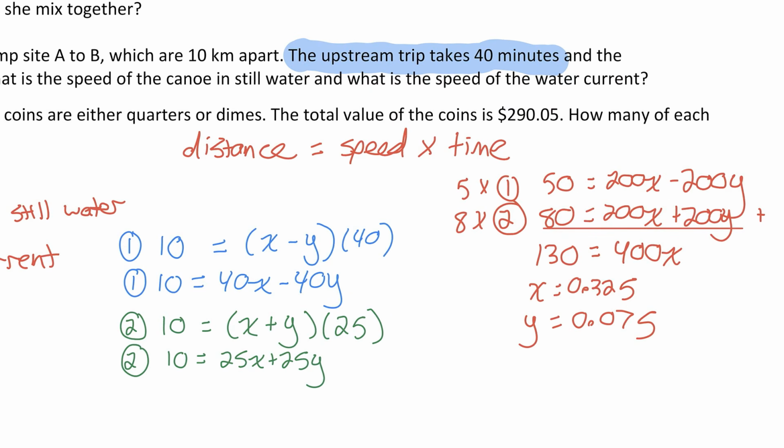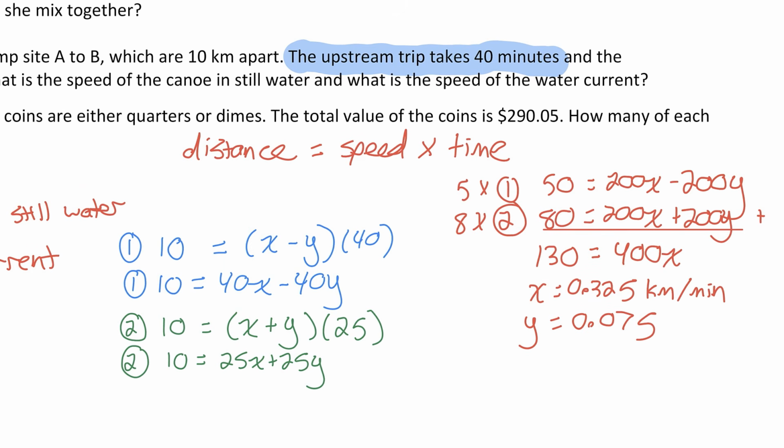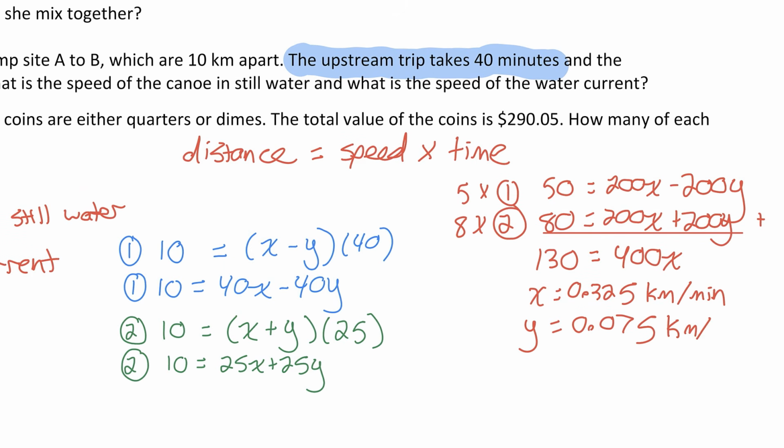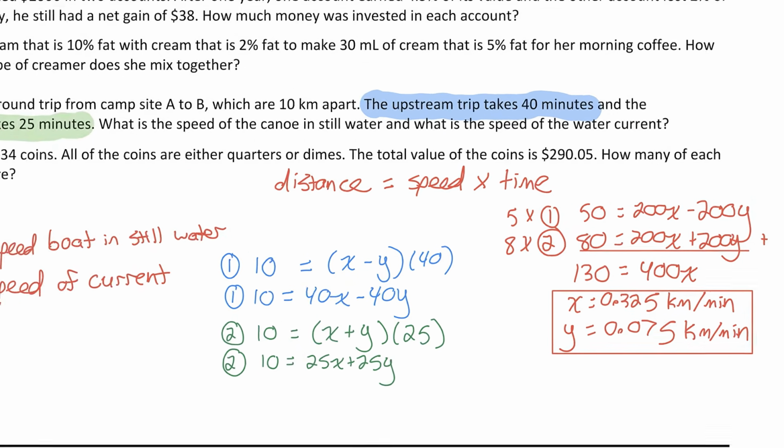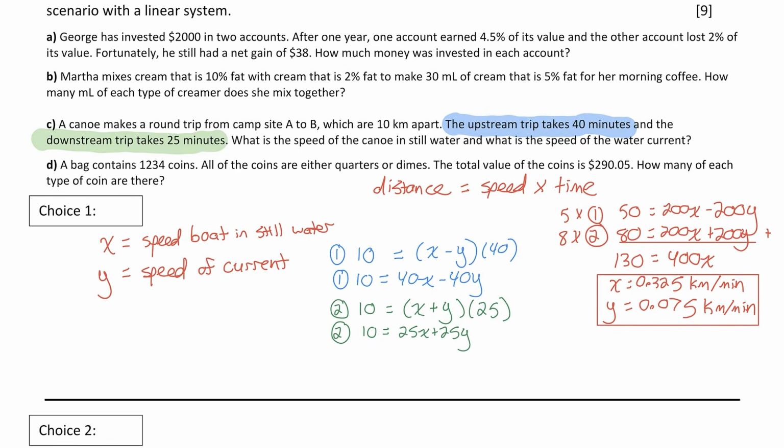So you can see from my solution that I got my speed of the boat in still water to be 0.325, and the units we're in is in kilometers per minute. And the speed of the current is 0.075 kilometers per minute. If we wanted to change these to kilometers per hour values, we can just multiply those answers by 60, but I'll just leave them like this for now. Okay, let me move this answer out of the way and we'll do our last question.